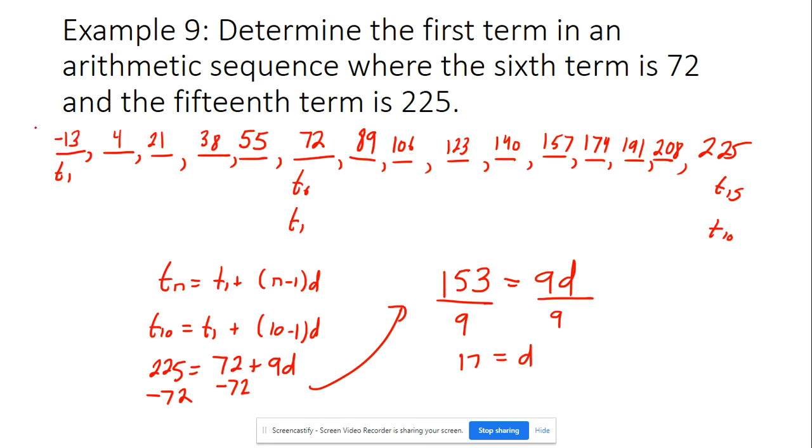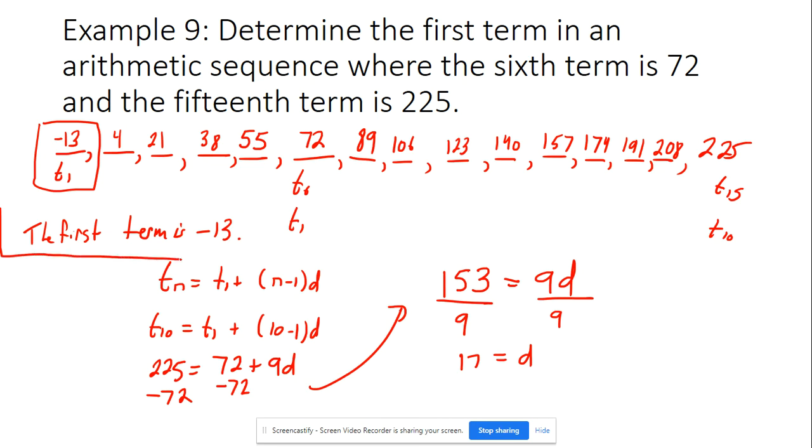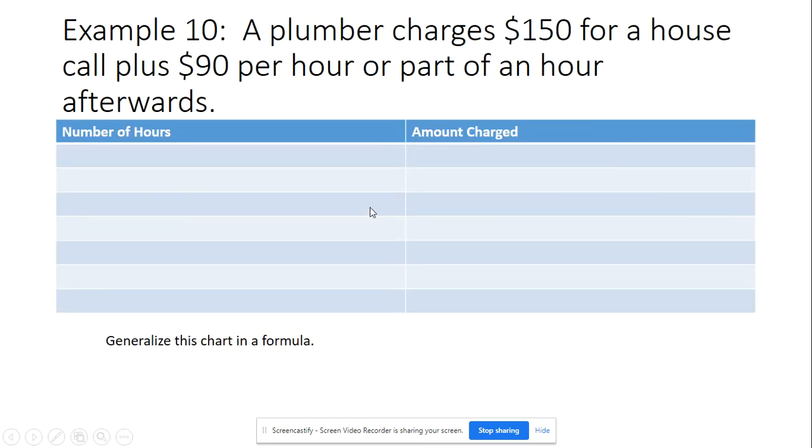Okay. So all that work at the end is to figure out this term over here, which is the first term, which the question's asking us for. So the first term is negative 13. And this is my final solution to this question here. Okay, example 9, on to example 10.